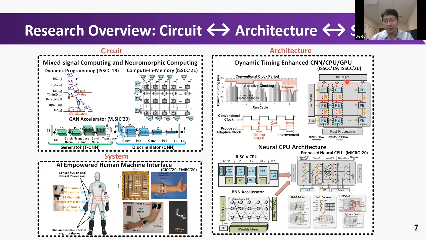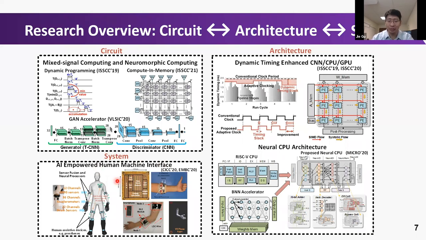On the architecture side, we explore some interesting architecture choices for CPU, GPU, and also accelerators. And again, in today's talk, I'm going to talk about our very recent work. We call it neural CPU, which is a reconfigurable architecture. So I'm going to talk more about that. And we try to leverage our chip design expertise to go into the system level and build entire system devices. So we try to leverage our ultra low power chip, which is also empowered by a machine learning core, to build a new generation of human-machine interface devices and also biomedical devices.